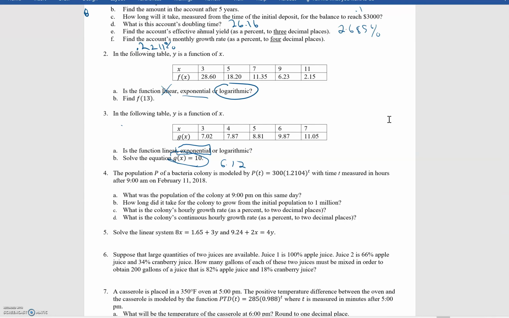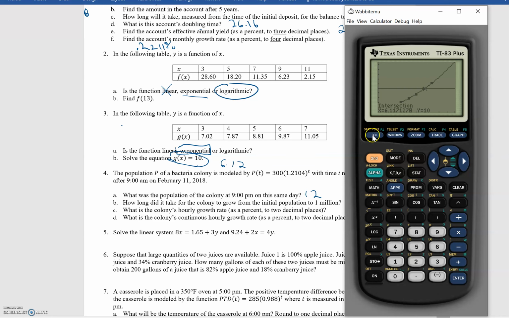All right. Number 4. The population P of a bacteria colony is modeled by P of T equals 300 times 1.2104 to the T, with time measured in hours after 9 a.m. on February 11th, 2018. What was the population of the colony at 9 p.m. on this same day? So 9 p.m., that's 12 hours after 9 a.m.